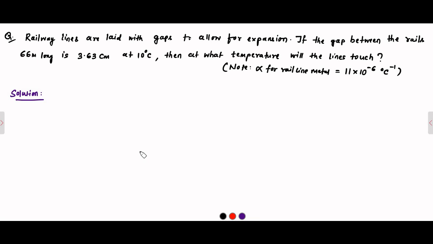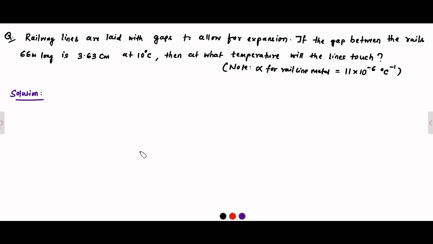It is given that railway lines are laid with gaps to allow for expansion. The length of each rail is 66 meter, and the gap between the two rails is 3.63 centimeter at a temperature of 10 degrees Celsius. Then at what temperature will the railway lines touch?